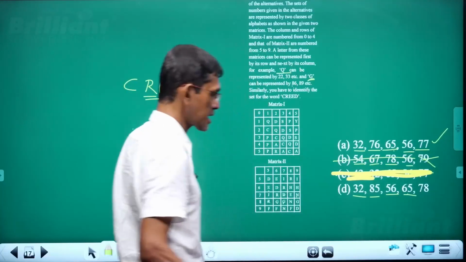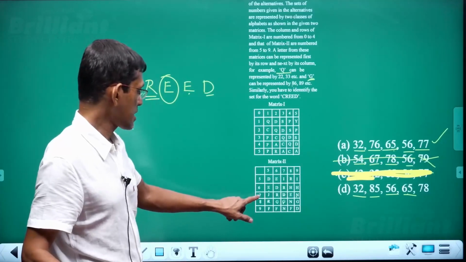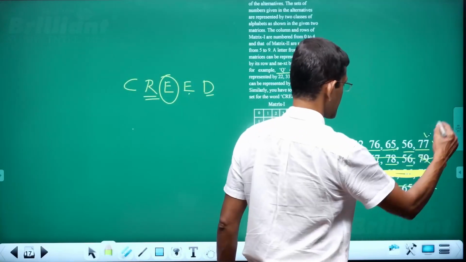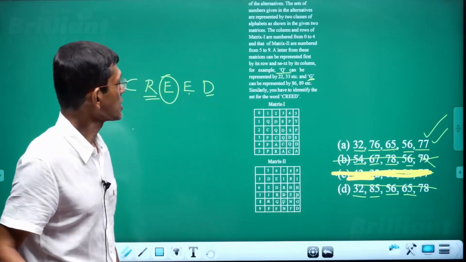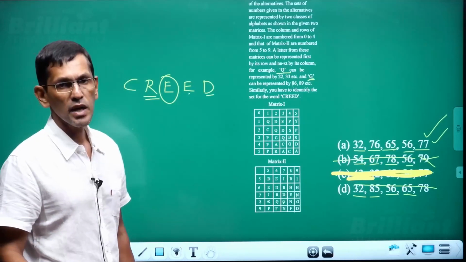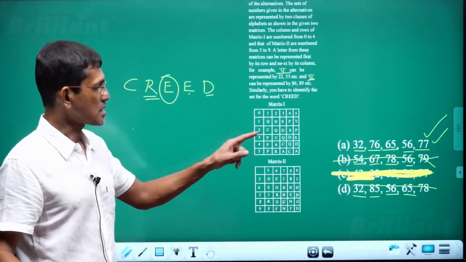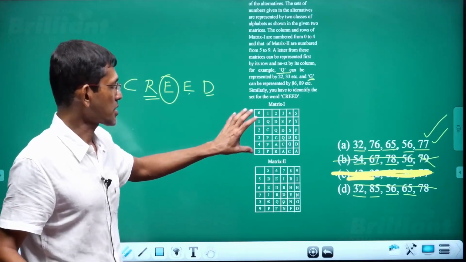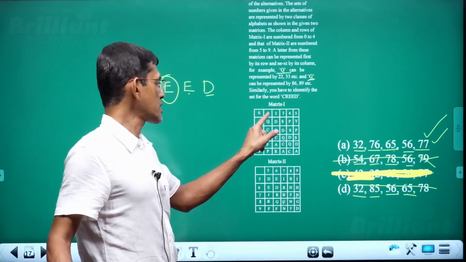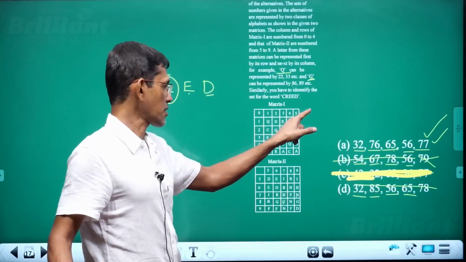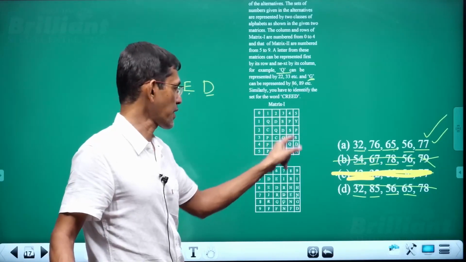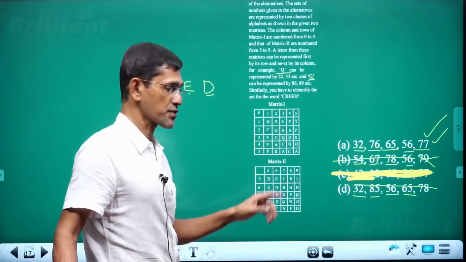Now, how about 78? 78, D is 7, 8. Well, 7, 8 is E. So it is out as well. So there's only one answer choice left, and we already have that answer choice. So the answer is confirmed. So that is the type of questions you may get from these kind of matrices. Matrix 1 and matrix 2. So this matrix, it is from 1 to 5, row wise, or if you call it column wise, 1, 2, 3, 4, 5 columns, and this is row wise, 5 rows.